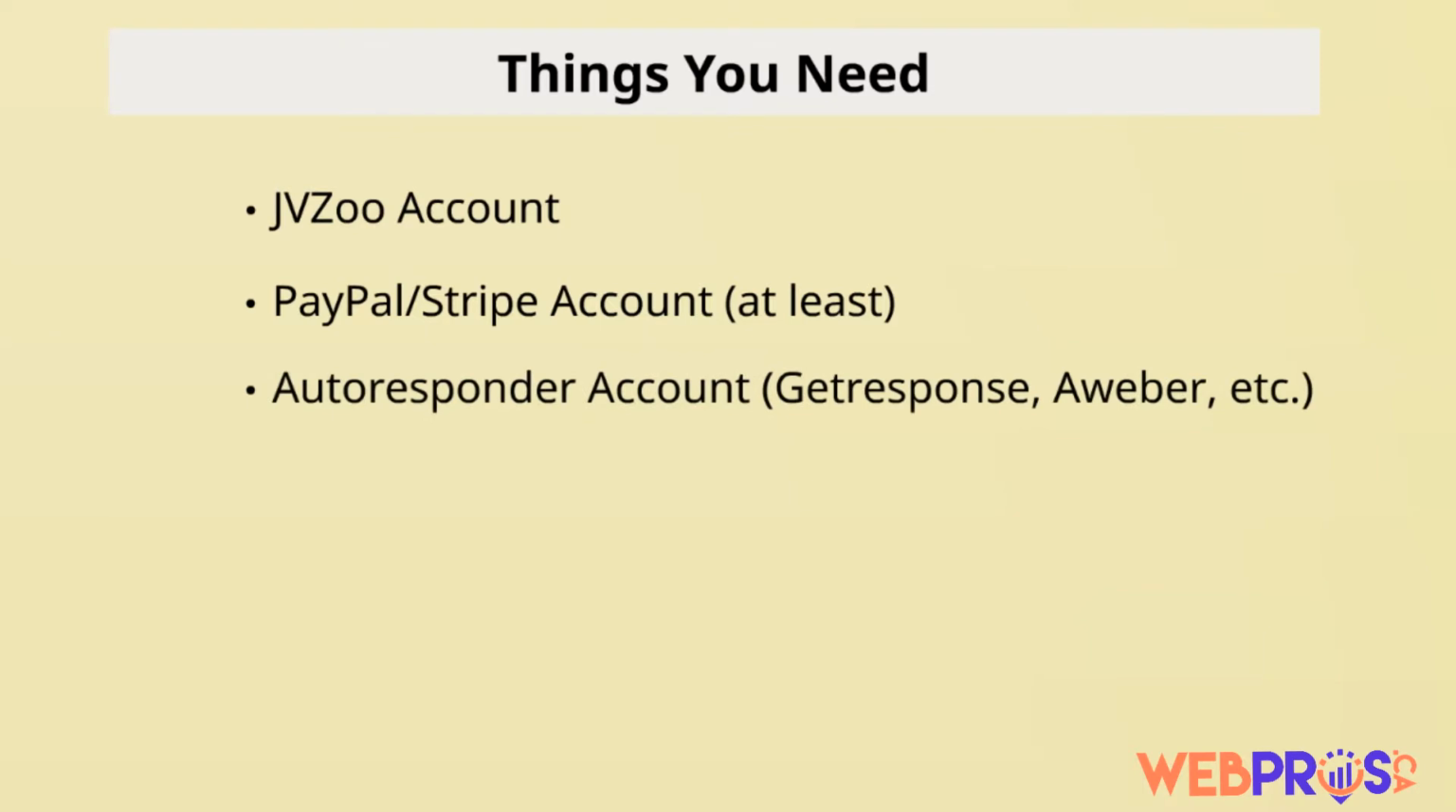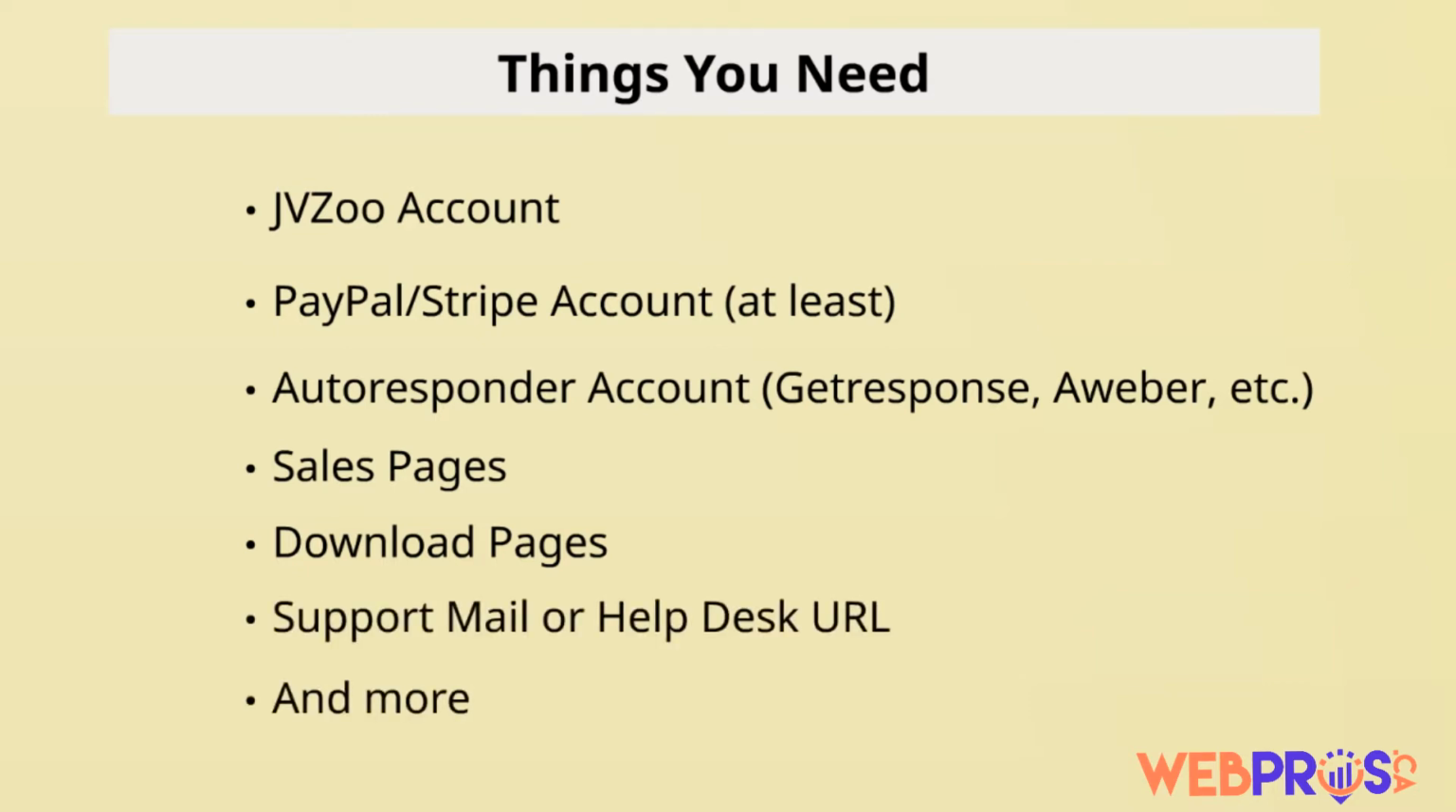And then of course you want an autoresponder account such as GetResponse or AWeber. You want to have your sales pages, your download pages for your front-end offers, your one-time offers, and all of that. You want to have a support email or help desk URL, and we'll talk more about the other things that you need.